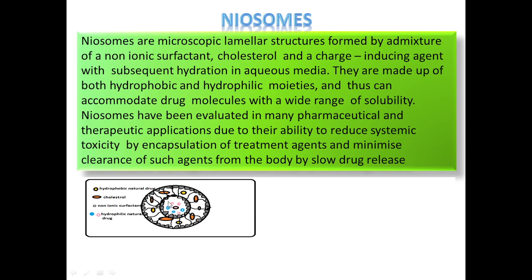So here is the structure of Niosome. This one is the hydrophobic drug. This one is the cholesterol. And these two layers are of non-ionic surfactant. These are the layers of non-ionic surfactant, and the hydrophilic drug is embedded here. In the central aqueous core, the hydrophilic drug is embedded, whereas the hydrophobic drug is embedded between two layers of non-ionic surfactant.